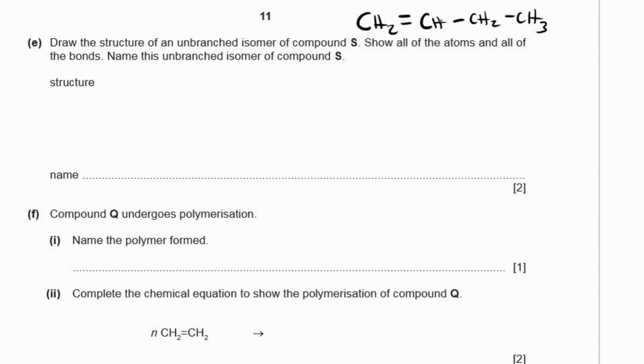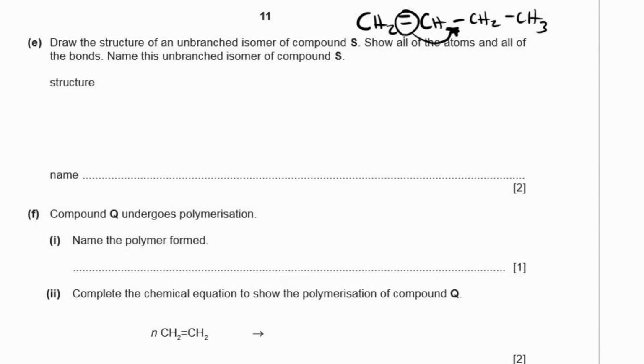Okay, and it says unbranched, which means you can't put one of these carbons over here, because if you were to put that C down here rather than over there, that would be a branch. Okay, so an unbranched isomer. So if we look at this molecule, the easiest thing to do to make an isomer, or the only thing you can really do to make an unbranched isomer, is to move this double bond over here.